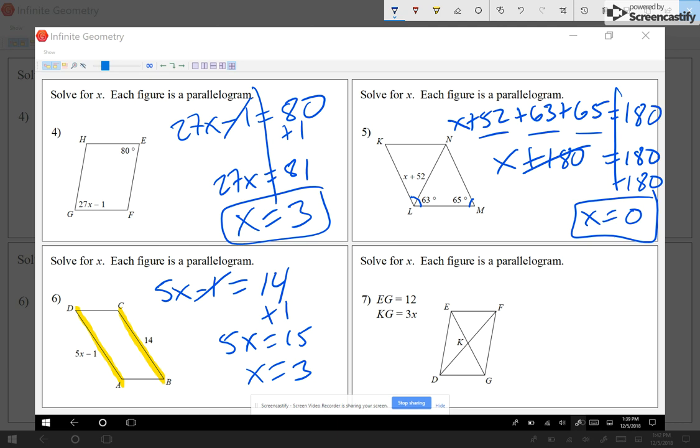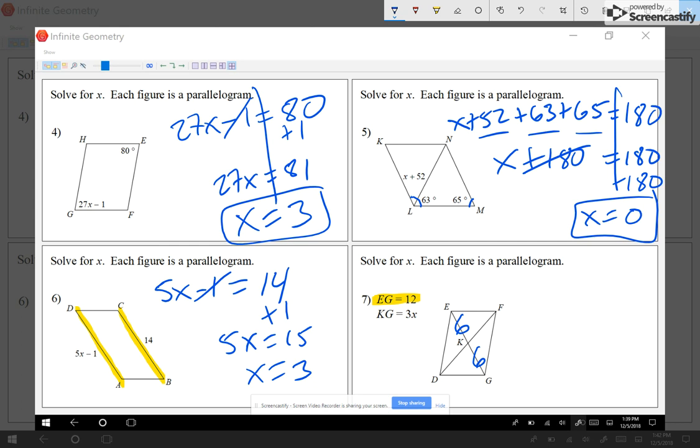Okay, now looking at question number 7. Here I'm telling you guys, EG equals 12. From E to G is 12. If you notice, EG is the whole diagonal. When we're talking about parallelograms, the diagonals get cut in half. So if the whole thing is 12, I'm going to say it's going to be cut into 6 and 6, right? I cut it in half.